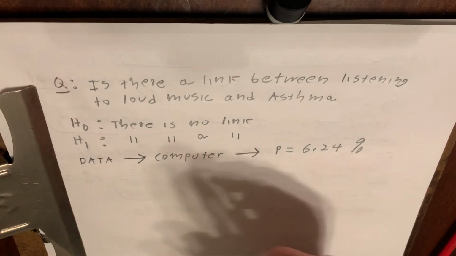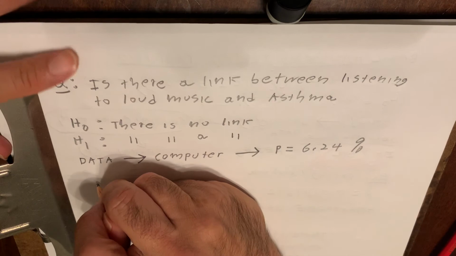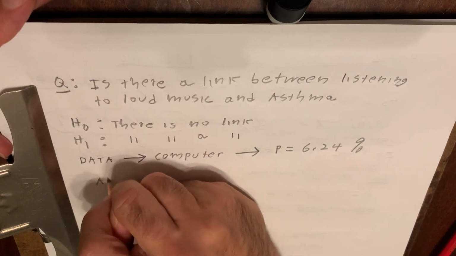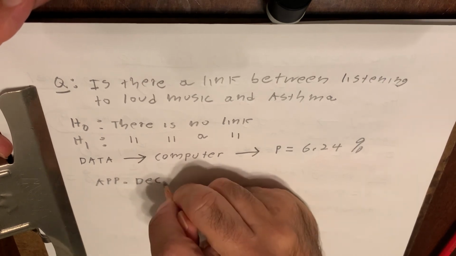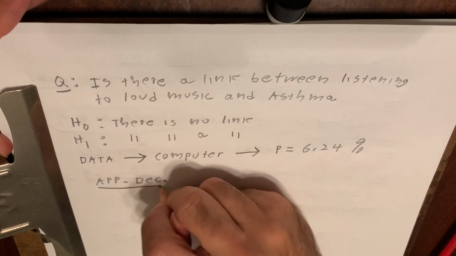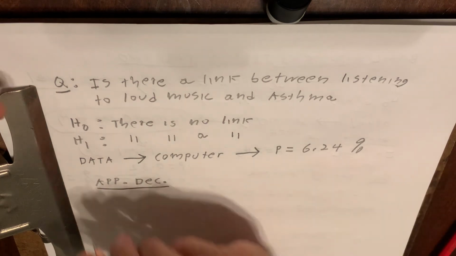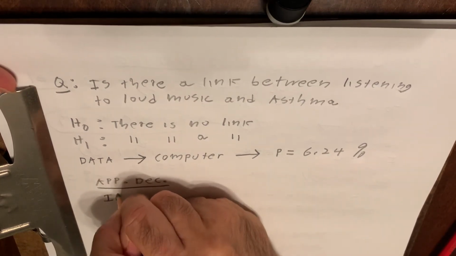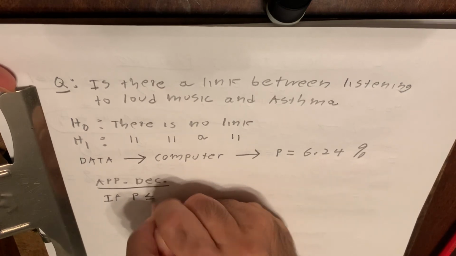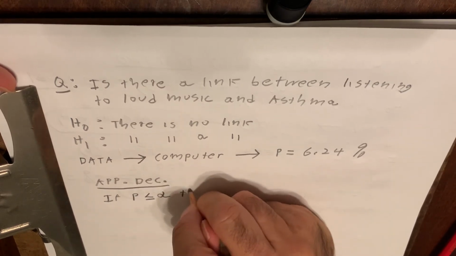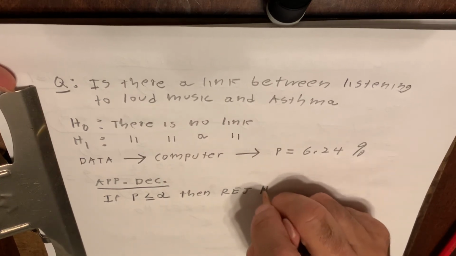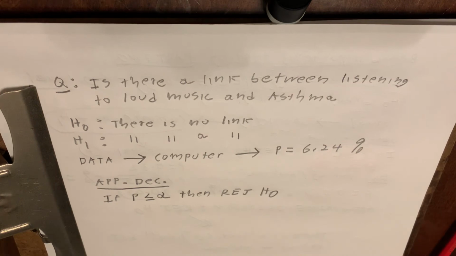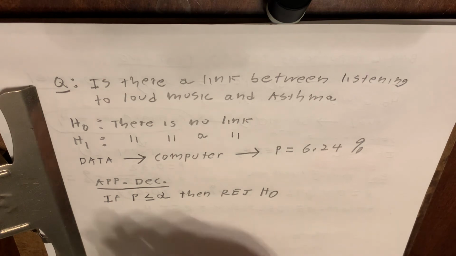But let's write the appropriate decision rules. Remember, the way we make our appropriate decision, I'm just going to write APPDEC, is we have the rule: if the p-value is less than or equal to the significance level, then reject the null hypothesis. So let's put this in. We have a p-value of 6.24%.